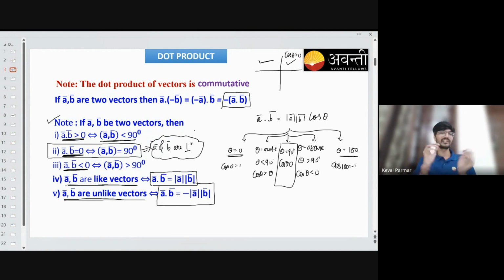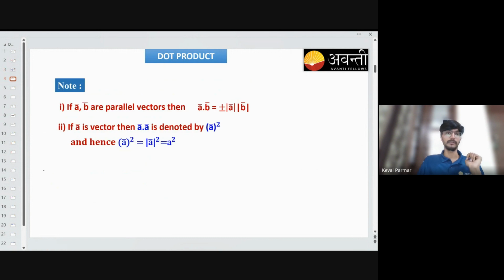Many a times the question may directly say that if cos theta is positive. So if cos theta is positive, what does that mean? That means the case number 1. Got it? Let's see what we have more in the dot product.